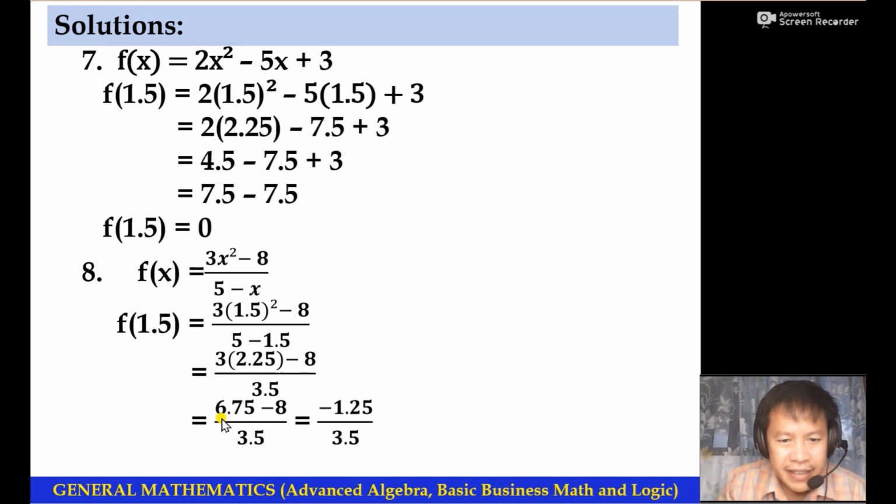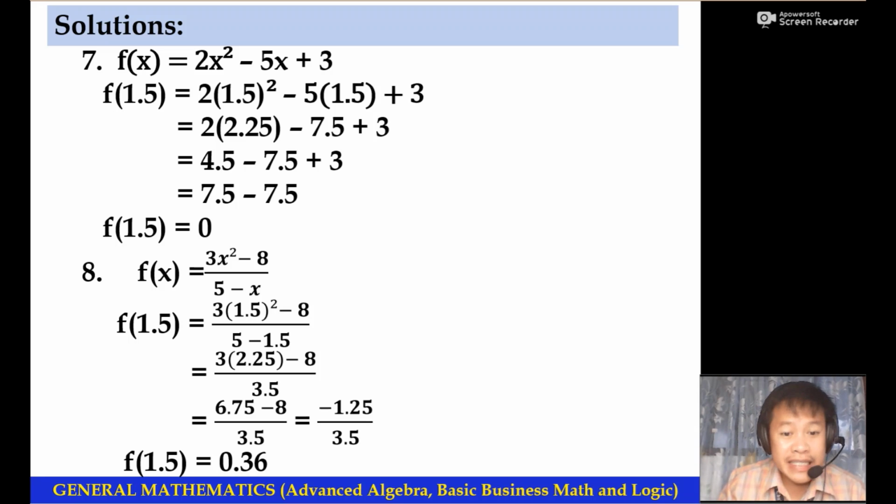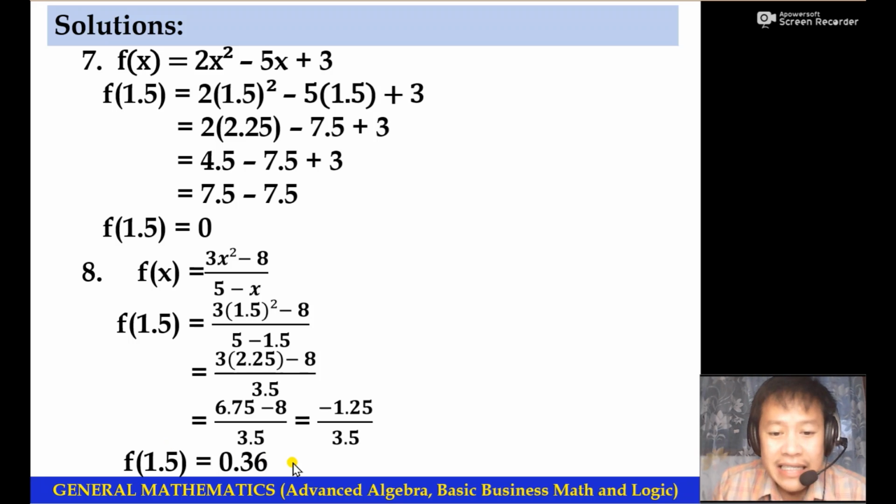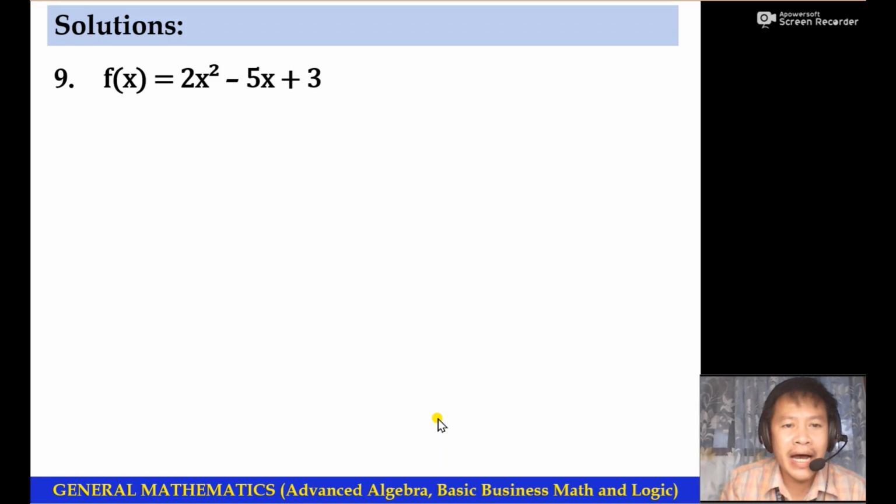Take note, 8 is greater than 6.75. Therefore, you are going to subtract, and the difference will copy the sign of the bigger absolute value. That is why 8 minus 6.75 is equal to negative 1.25. Then divide it by 3.5. The result is 0.36 because it is rounded off to the nearest hundredths. Because in the calculator, the answer is 0.357. 7 is greater than 4. Therefore, from 0.35, it became 0.36.